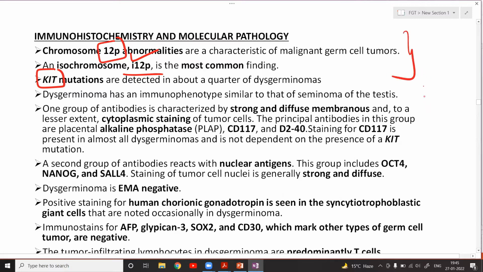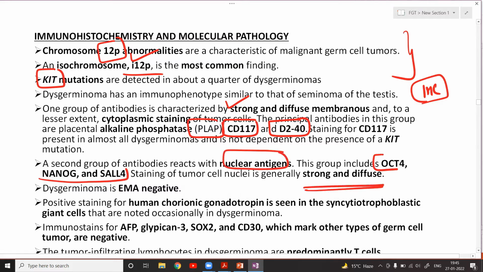Now, the immunohistochemistry of this tumor is divided into two parts depending on the staining. One group of antibodies stain the membranes strongly and diffusely, as well as the cytoplasm. This group of antibodies are PLAP, that is the placental alkaline phosphatase, CD117, that is also the c-KIT, and D2-40. All these three show strong and diffuse membranous staining. Whereas OCT4, NANOG, and SALL4 stain positive for the nucleus, strong and diffuse staining for the nucleus.